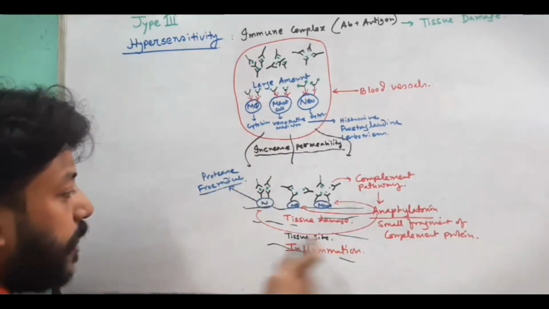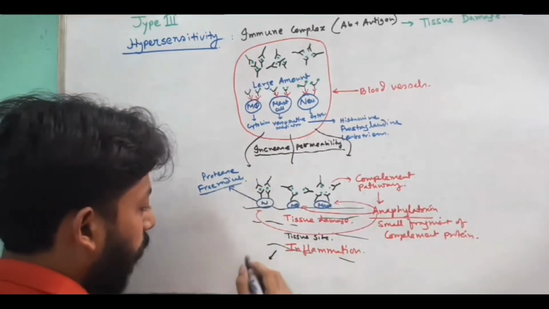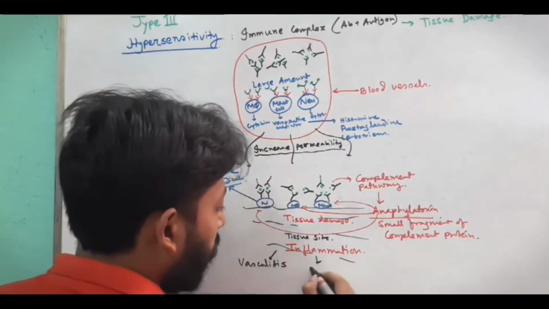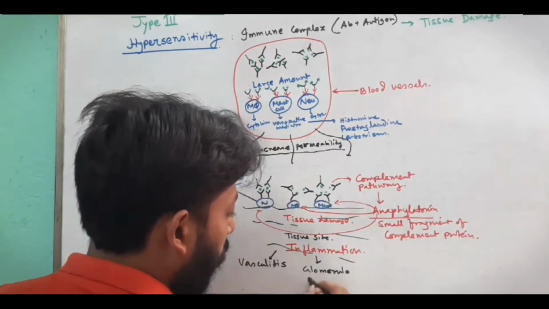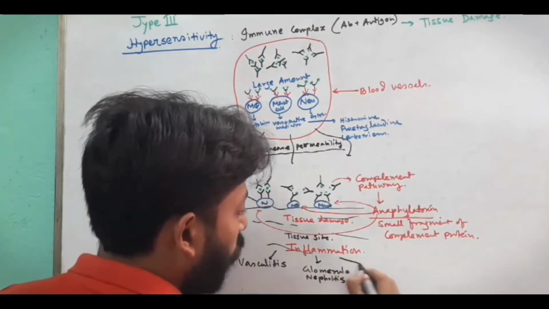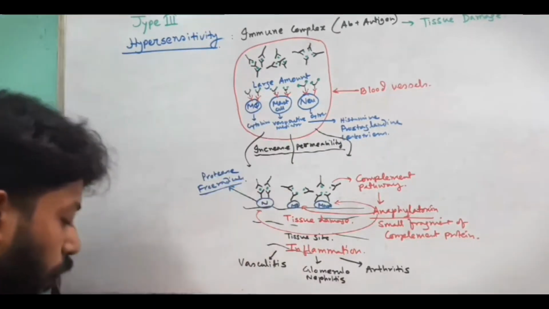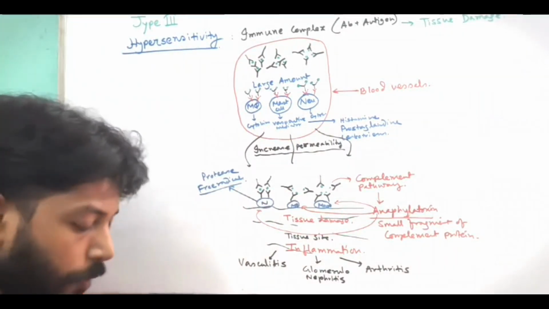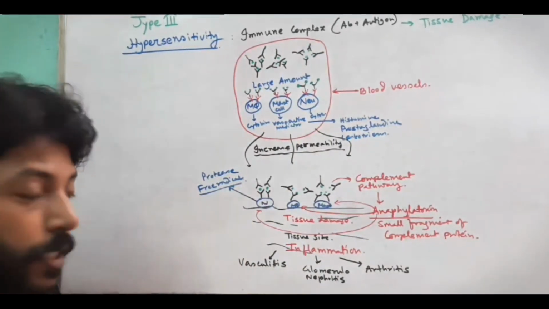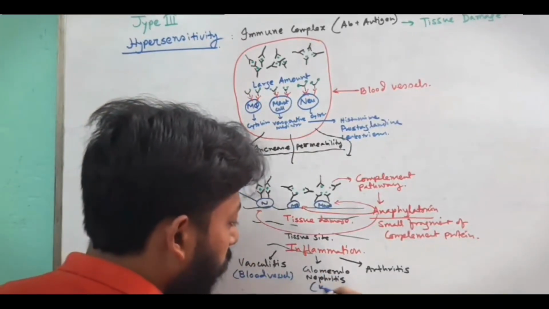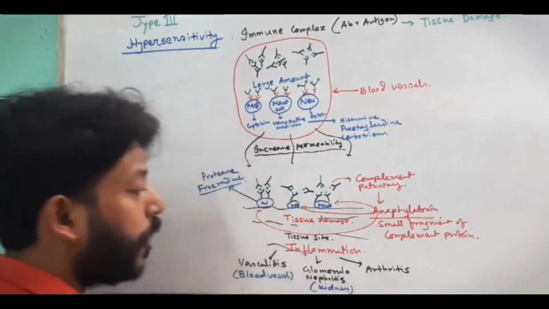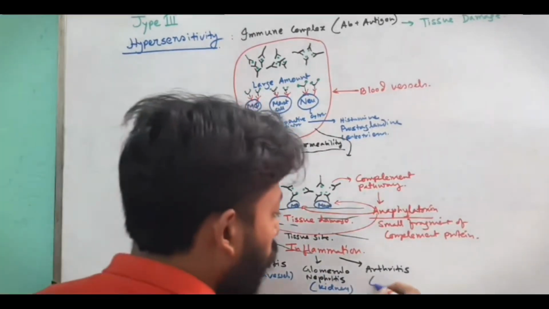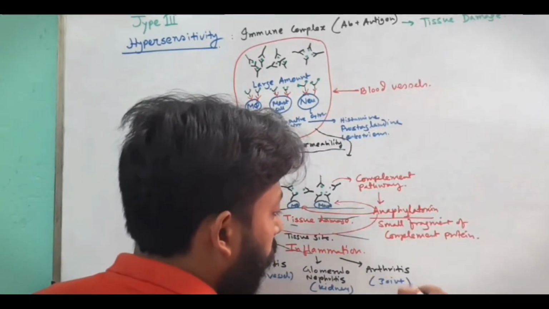We could call these inflammations vasculitis, we could call it glomerulonephritis, or we could call it arthritis. So depending on the tissue, we call it vasculitis if it is blood vessels. If the kidney tissue is damaged, then it is called glomerulonephritis. If joint tissue is damaged, then it is called arthritis.